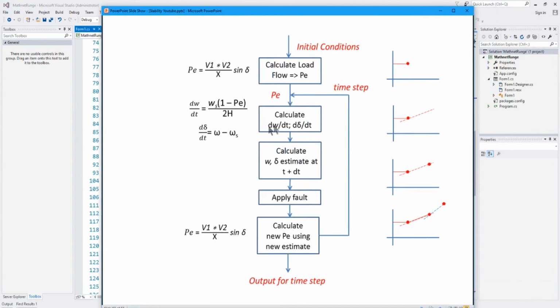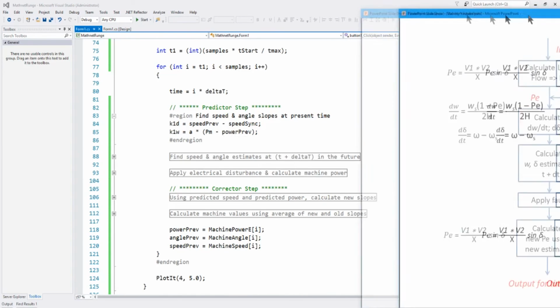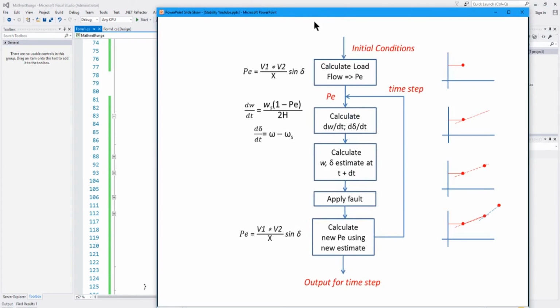Here, we calculate these slopes for the omega and speed. We'll call those K1D and K1W for delta and omega. K1D is speed previous minus speed sync, and K1W is A, which is that constant we defined, which is proportional to the inertia, times PM, which is a constant, minus the initial power. Okay, so we've just calculated these two slopes.